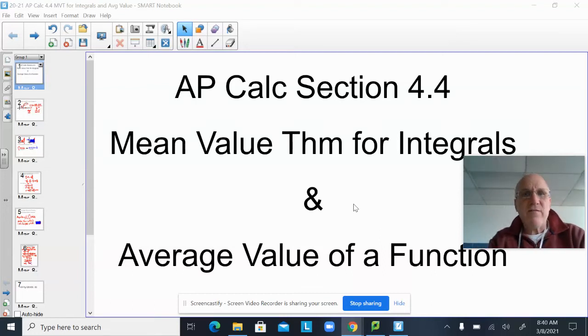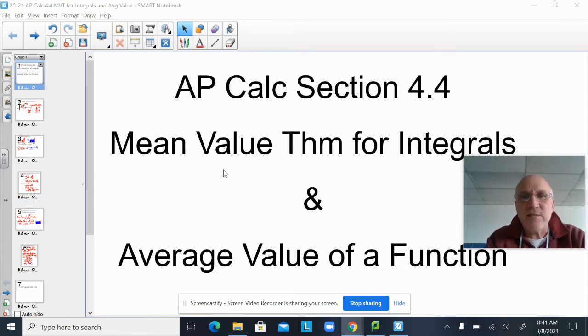Good morning. This is the video for the next part of section 4.4, where, as you can see, we're looking at what's called the mean value theorem for integrals, and then we're going to talk about the average value of a function. And I will warn you, for both of these things, neither of them are that difficult, but both of them, if you're not careful, you'll think of the wrong thing. So that's what I encourage you to pay attention to as I do this.